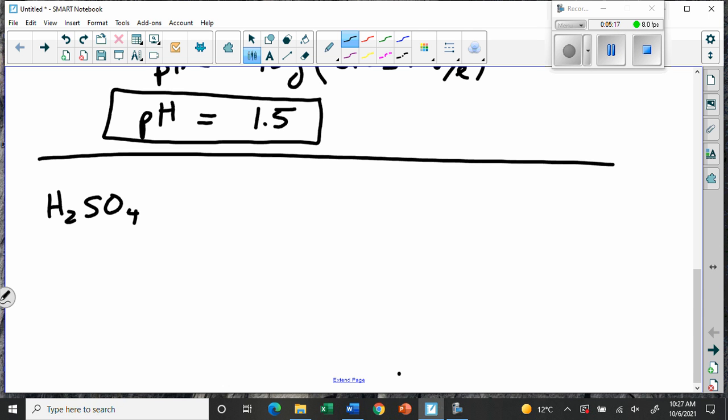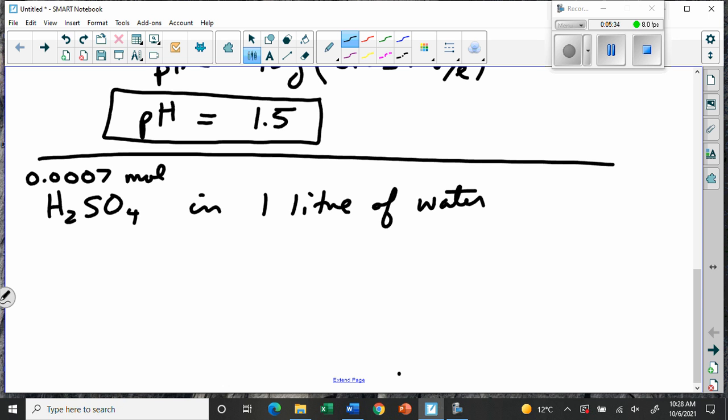Let's put a number here. Let's go 0.0007 moles, a very small amount. Okay, and we're going to put that in 1 liter of water. So we'll keep the 1 liter for this example. And we want to figure out what is the pH. That's the question. What's the pH of this, okay?